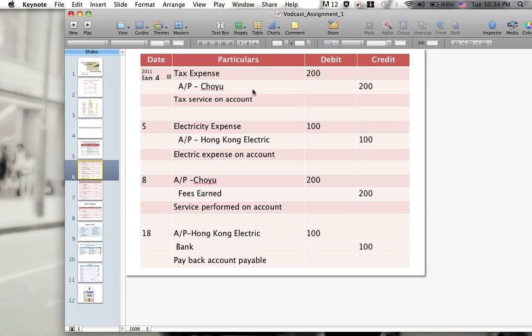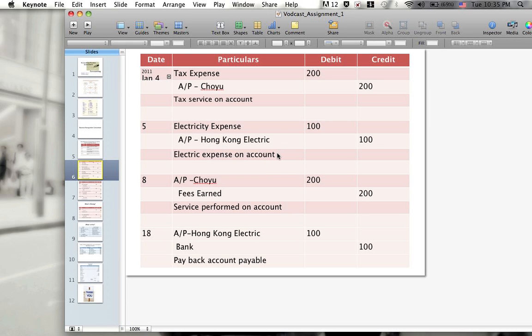The credit account and amount are recorded second and are indented. The third row states the description of the account, tax service on account. Then skip one line between transactions. For the second transaction, put down the date only in the first column. Debit electricity expense 100 and credit accounts payable Hong Kong Electric 100.